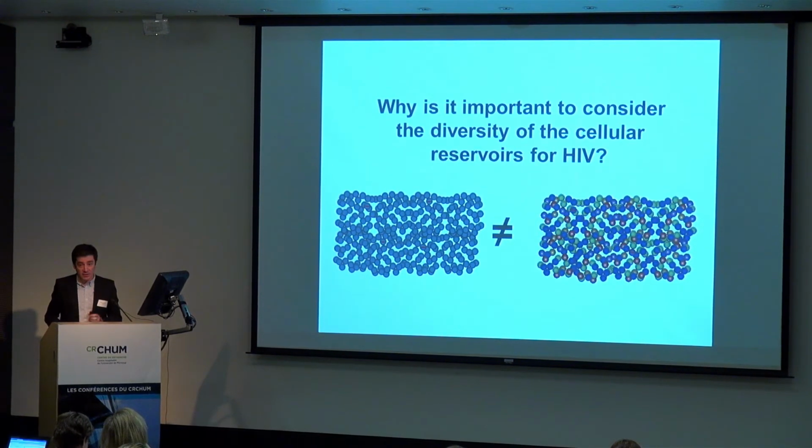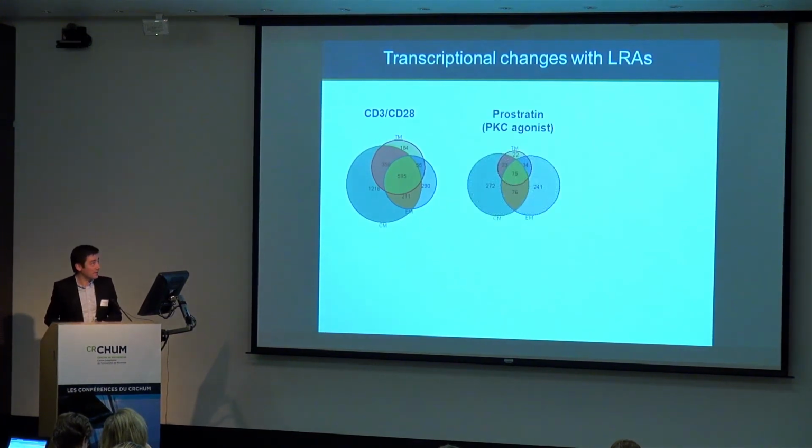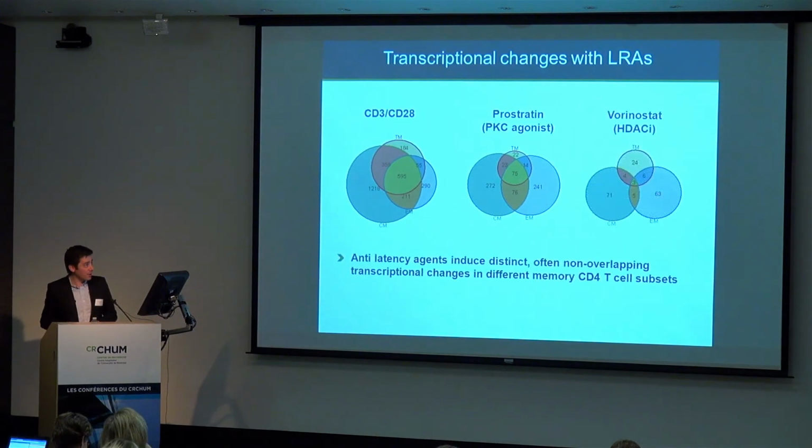I think it's important in those track and kill strategies for the following reason. So we did a very simple experiment in which Rémi Fromentin in the lab sorted central memory, transitional memory, and effector memory CD4 T cells and exposed those sorted subsets to those candidate molecules that could reactivate the latent virus. And we used RNA sequencing to identify the genes that are modulated in those different subsets.